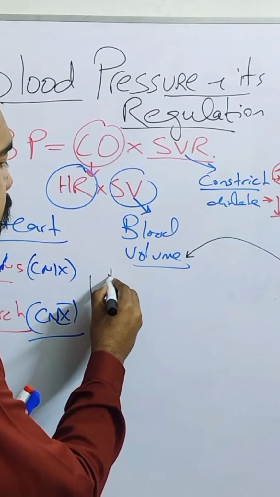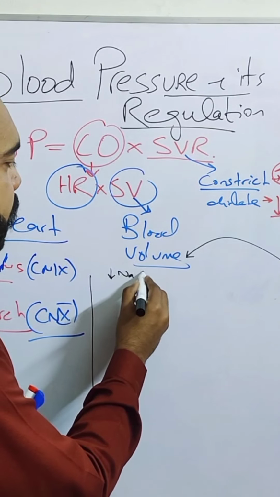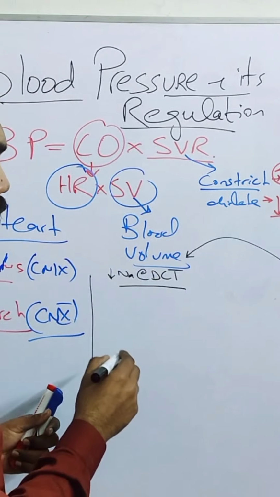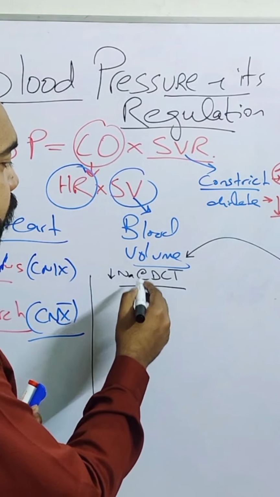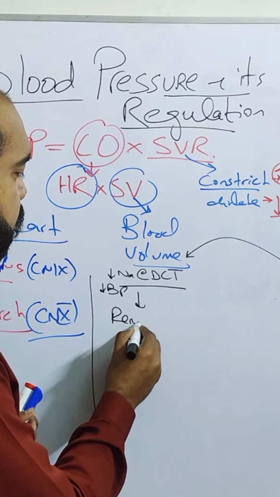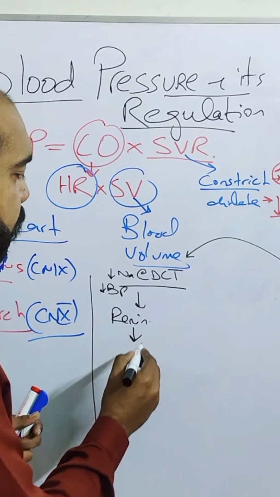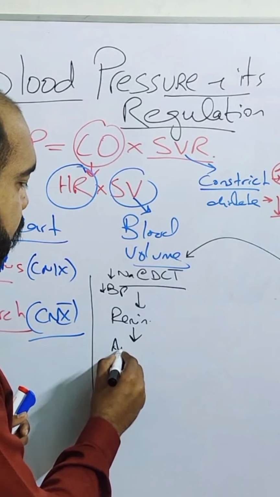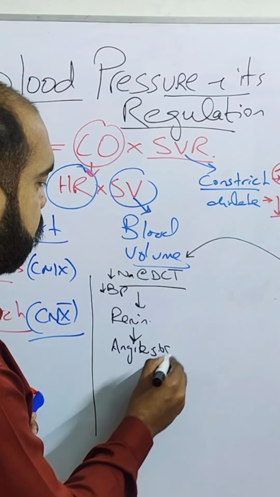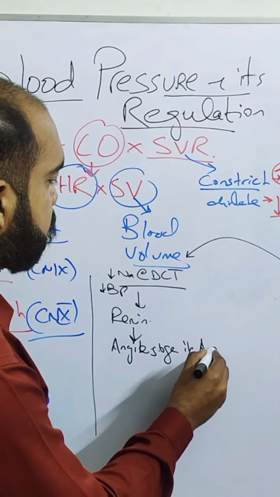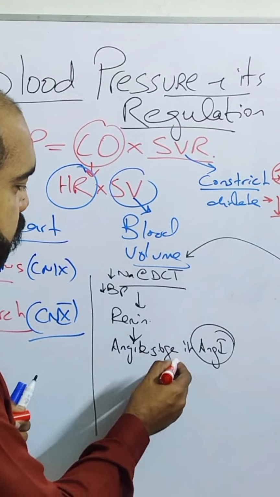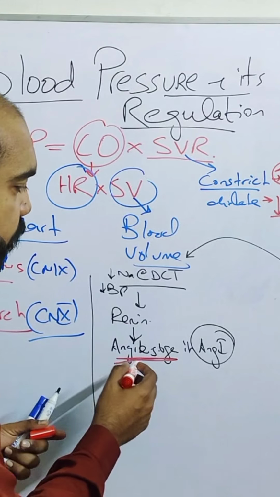So if there is a decreased sodium supply at the distal convoluted tubule in the nephron, or decreased blood pressure, so renin would be secreted. Renin. Then renin would convert angiotensinogen into angiotensin 1. Okay. So angiotensinogen is a protein which is synthesized by the liver.